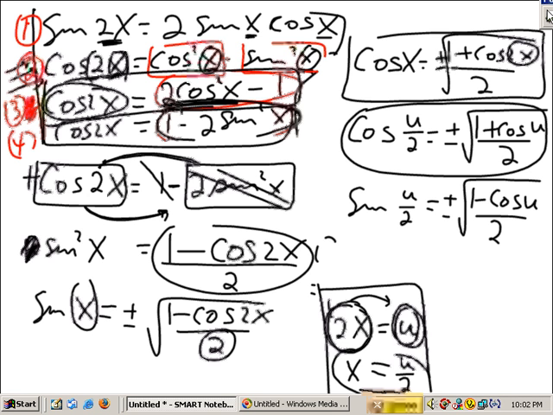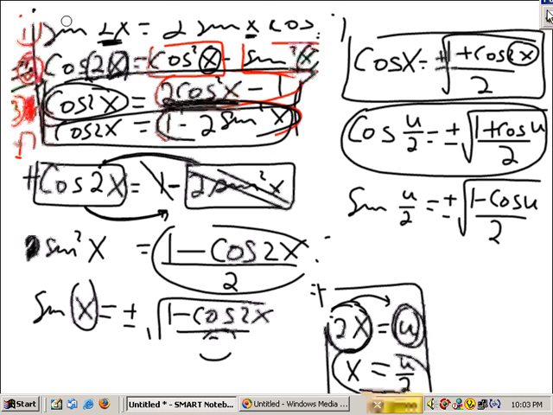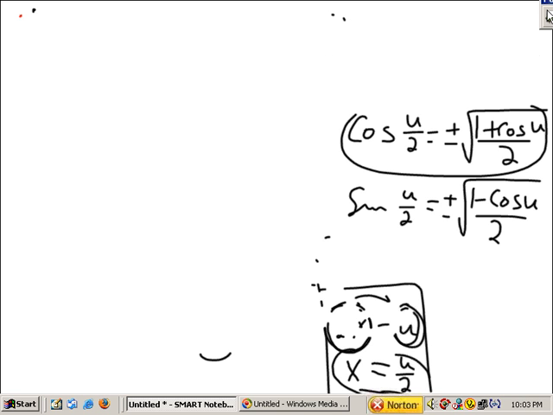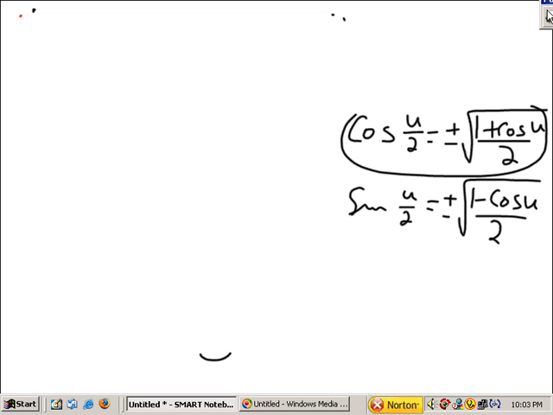Okay, let's get rid of everything on this page except the 2 formulas that we have. Let's try that again. The 2 half angle formulas is all that's going to remain when I'm done erasing. Now, we have this plus minus on the right-hand side. We need to decide on a case-by-case basis whether to keep the plus or the minus.